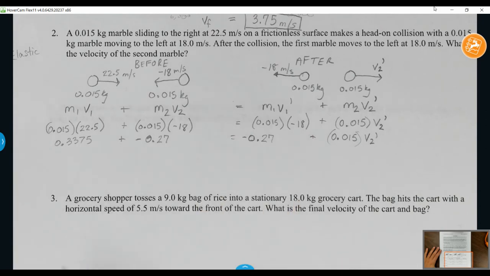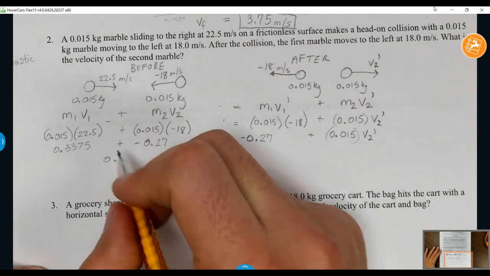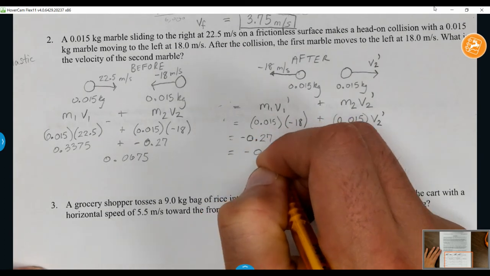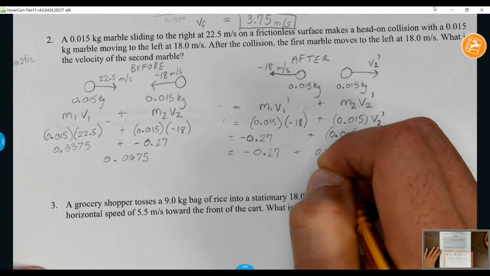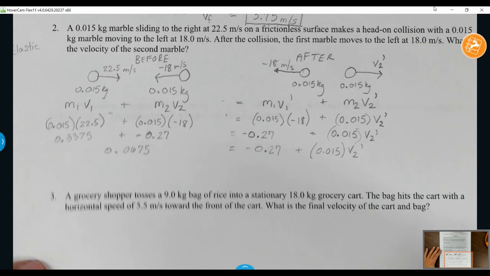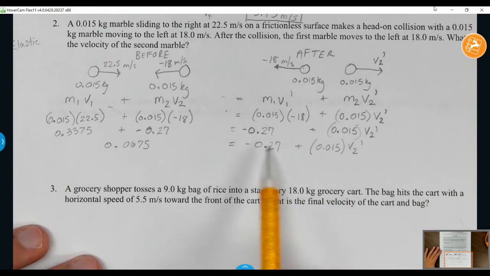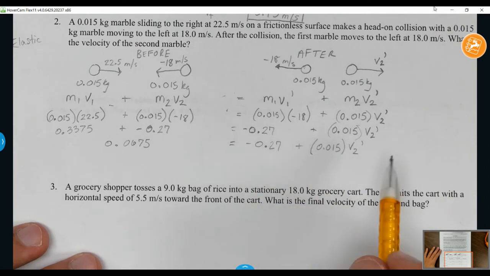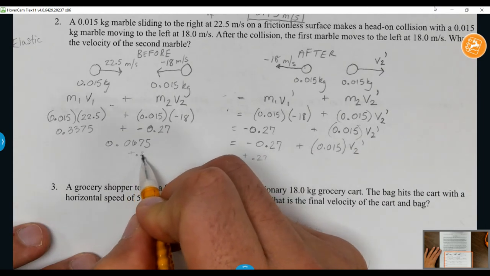Okay, so again, I'm doing this step by step. Next thing you should do is add these two values together. When you do, you're going to get 0.0675. That equals negative 0.27 plus our V2 prime. Now we got to get rid of this. To get rid of this guy, add a positive one to both sides. If this wound up being a positive value, you would subtract it. But since this is negative, to cancel this guy out, you're going to add yourself a little 0.27 to both sides.